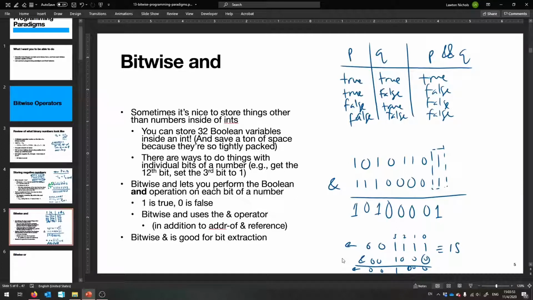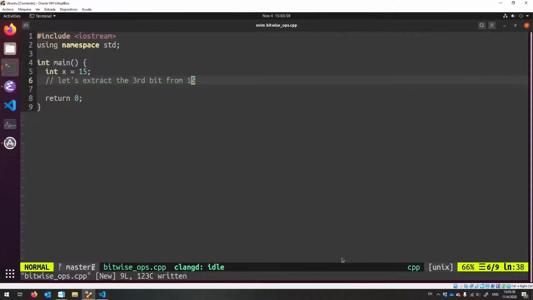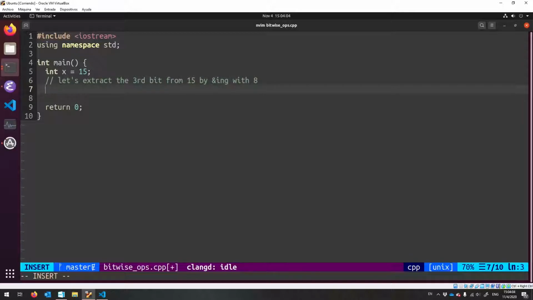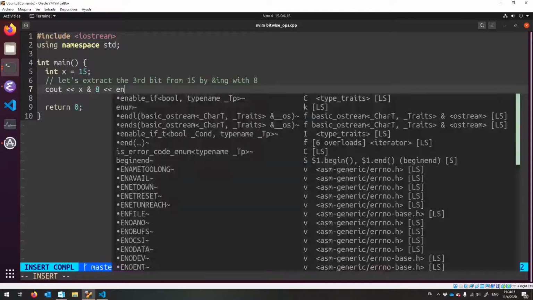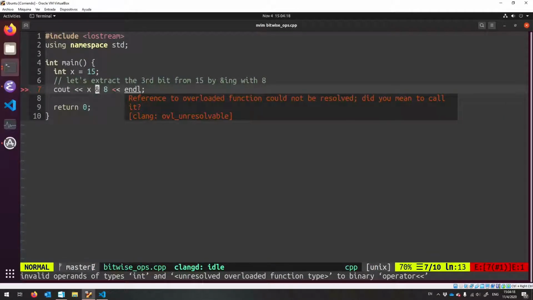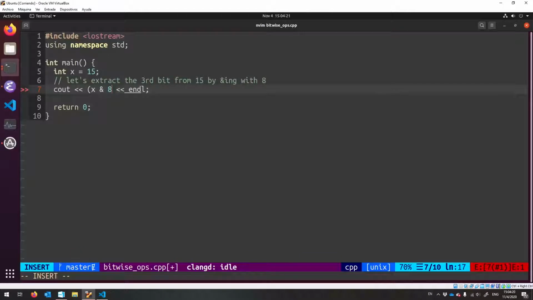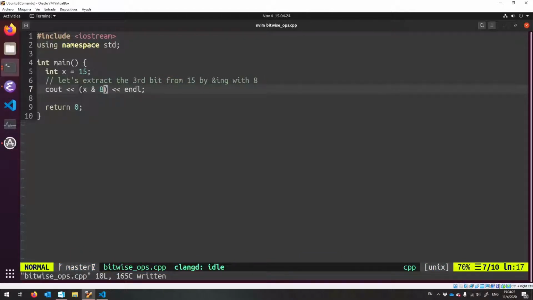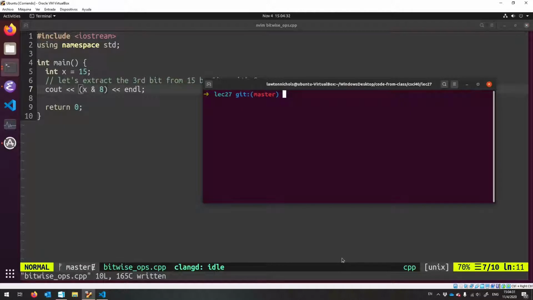So this is 1, 2, 4, 8. So I'm going to AND with 8. Okay? We're going to AND with 8. So cout x AND 8. I'm not actually sure if I need to put these in parentheses. We'll find out. And so the idea is, yeah, I definitely do. The idea is, this is either going to be, if it's set, 0 or 8. Okay? Dun dun dun.